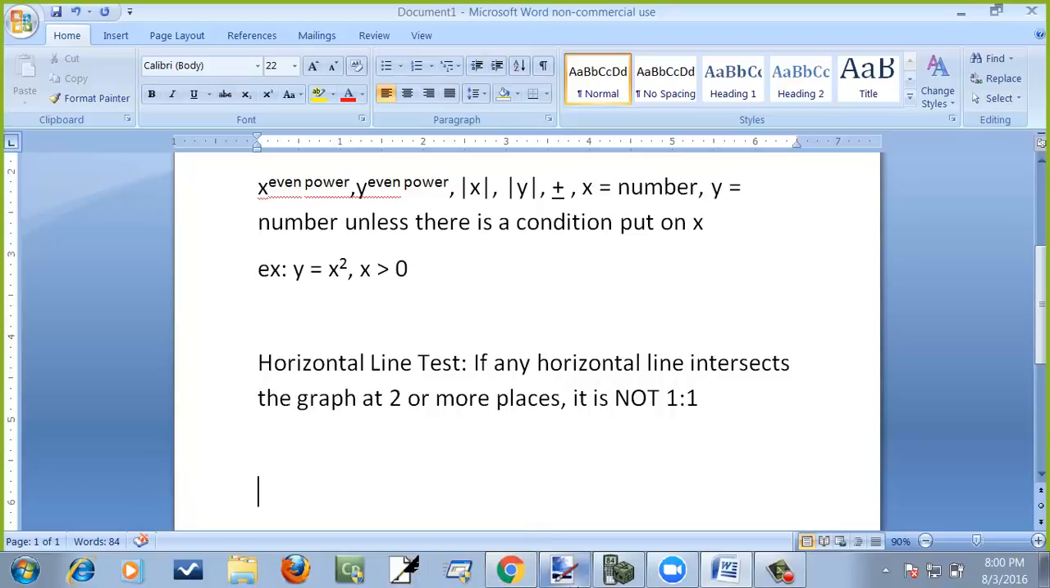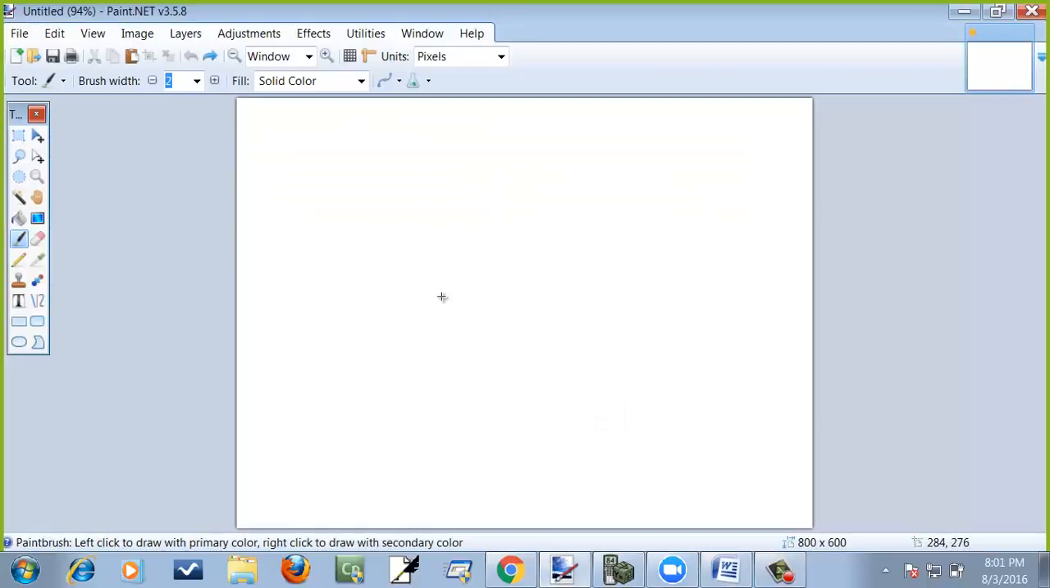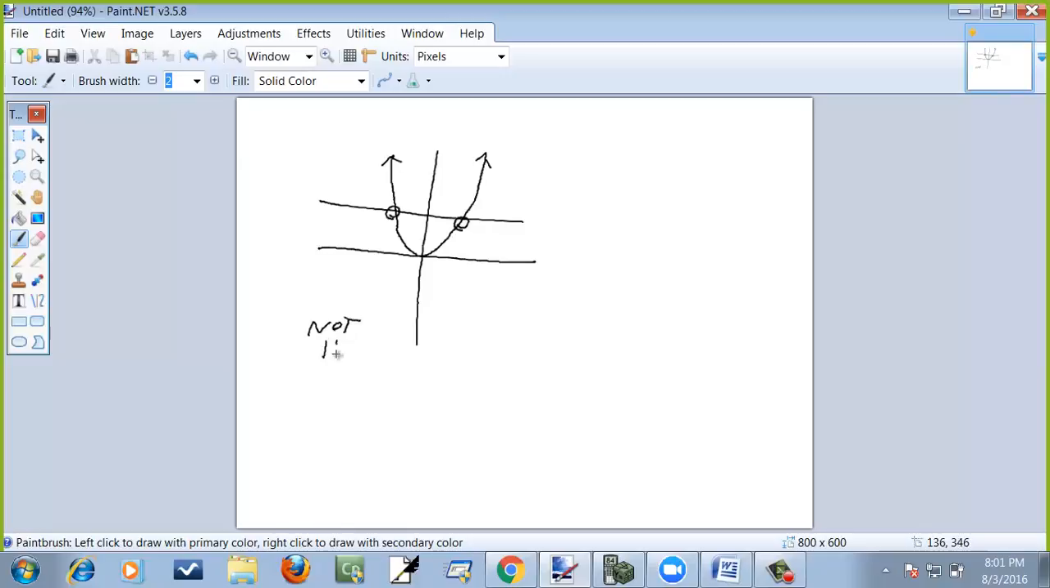Example of that. There it is. If I have this graph right here, well, the question is whether I can draw a horizontal line that intersects at 2 or more places. Well, if I draw one here, I see it intersects at 2 or more places. So this is not one-to-one. So that's an example of one that's not one-to-one.